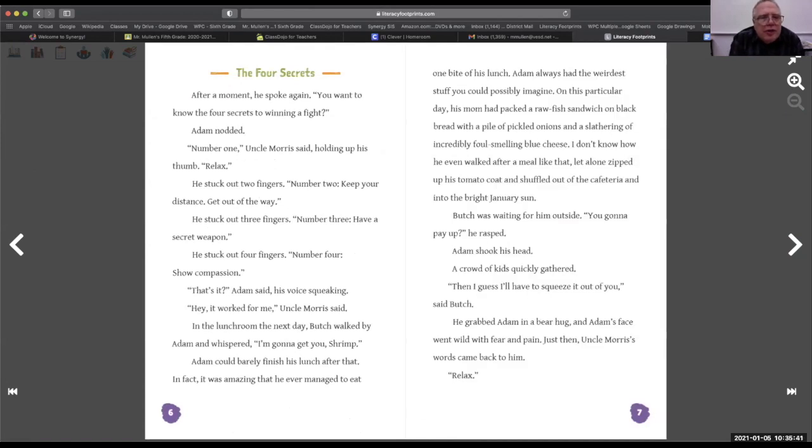The 4 secrets. After a moment, he spoke again. You want to know the 4 secrets to winning a fight? Adam nodded. Number 1, Morris said, holding up his thumb. Relax. He stuck out 2 fingers. Number 2, keep your distance. Get out of the way. He stuck out 3 fingers. Number 3, have a secret weapon. He stuck out 4 fingers. Number 4, show compassion. That's it, Adam said, his voice squeaking.